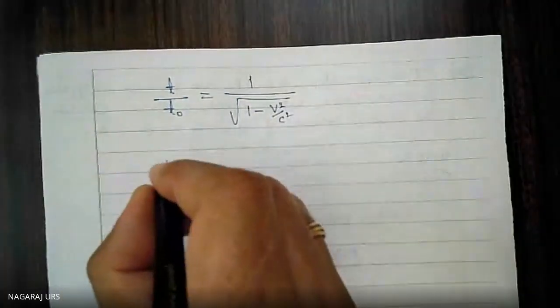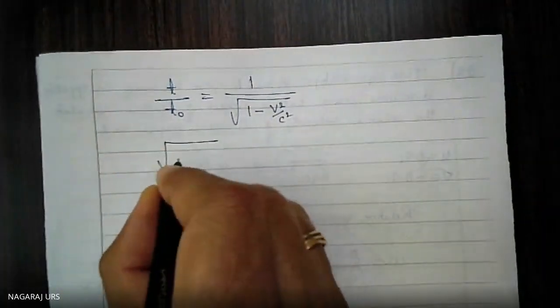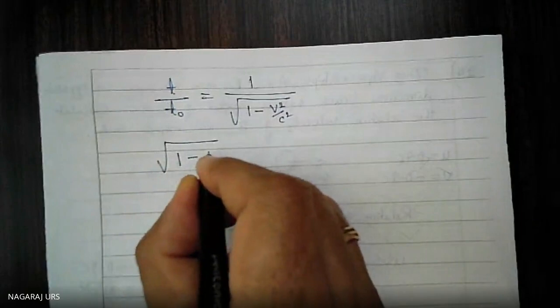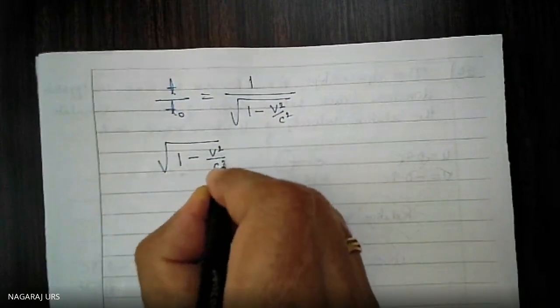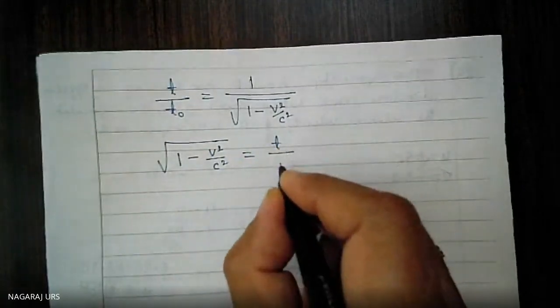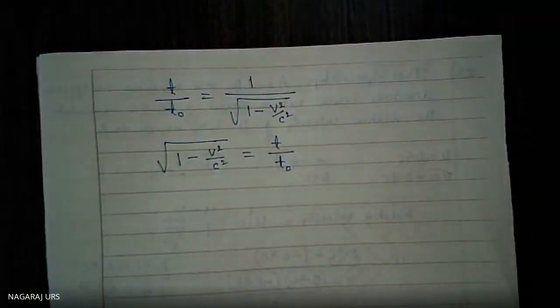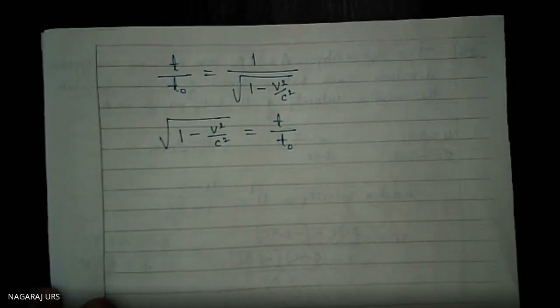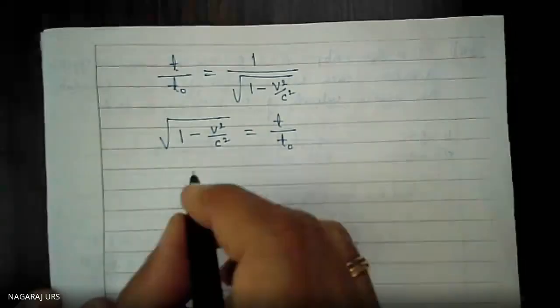Now I will take the reciprocal here. If I take the reciprocal, we are going to get 1 minus V square divided by C square equals T naught divided by T. Squaring on both the sides.